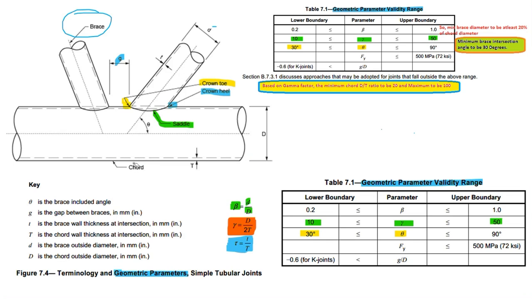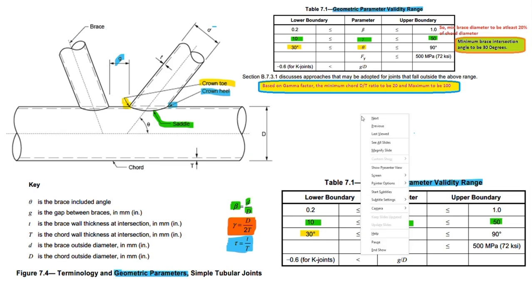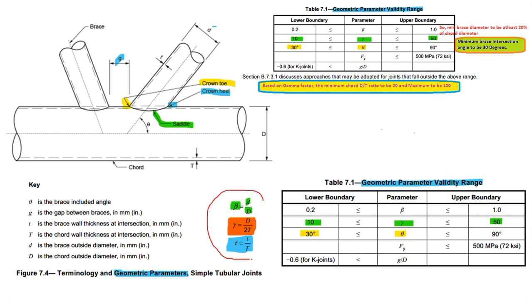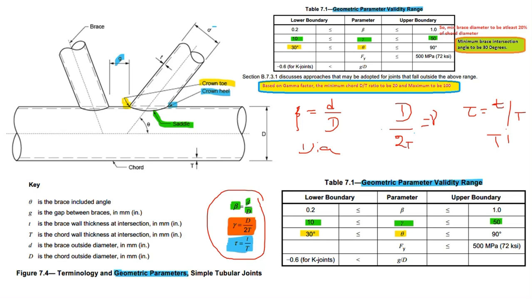Here, if you see, there are three geometrical parameters. These three geometrical parameters are very important. One is beta. Beta is nothing but the diameter of the brace to the diameter of the chord. This we usually call the diameter ratio. And tau is the thickness of the brace to the thickness of the chord. This is the thickness ratio. And one more is D by 2T. This is the chord parameter, the gamma parameter: diameter of the chord over twice the thickness of the chord.